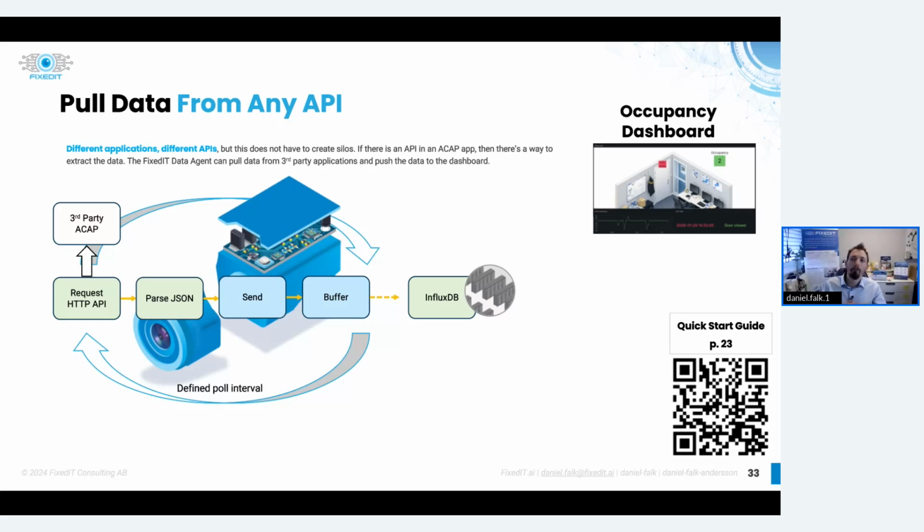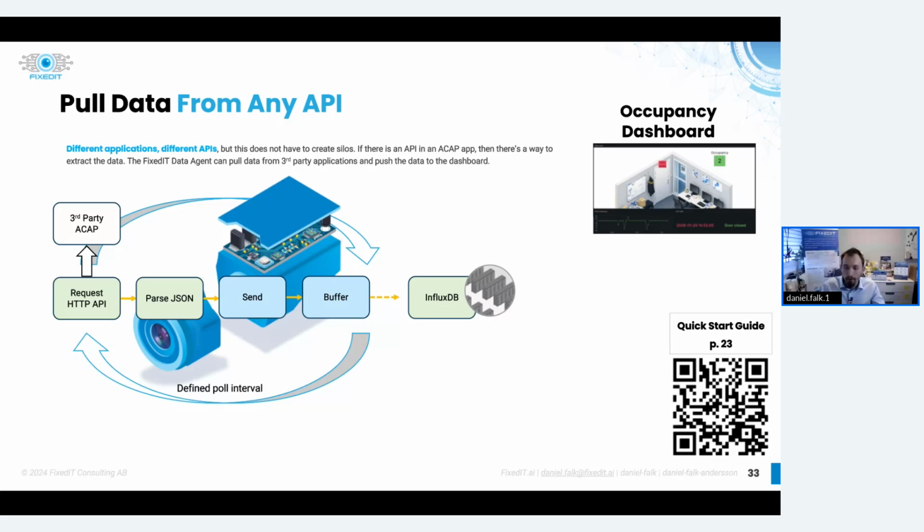And this was the case when we implemented our occupancy dashboard, that the data that we wanted to get was only available with a pull-based API. And our dashboard doesn't have access to the camera, so we can't pull it directly from the dashboard. So instead, what we do in the data agent is to create this workflow that tells it that on a defined poll interval, it should make an HTTP request to this other application, which in this case was Access Object Analytics, to get the JSON information. And then we will parse that JSON and we will push that to our InfluxDB server.